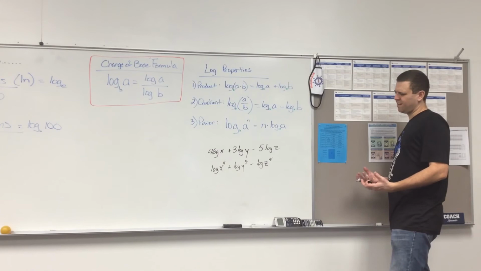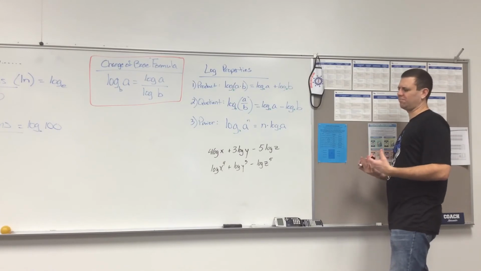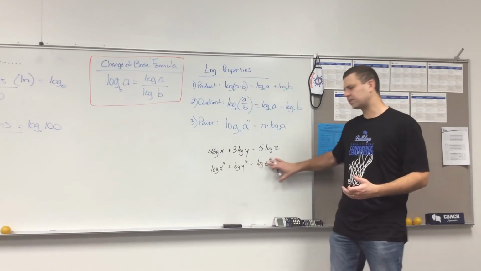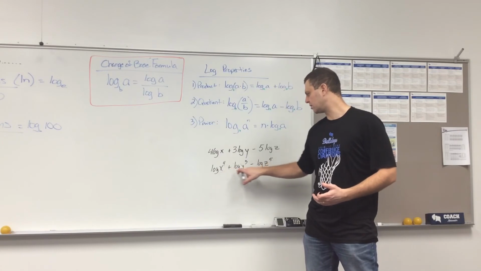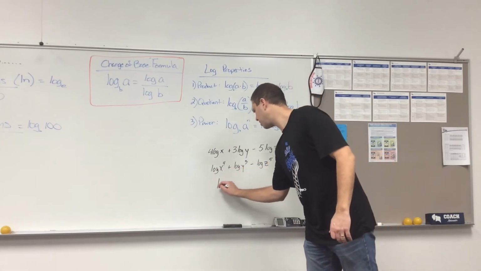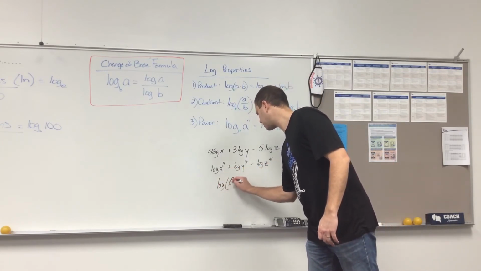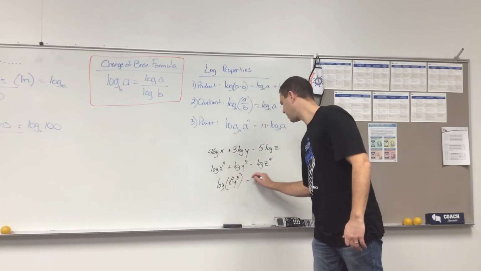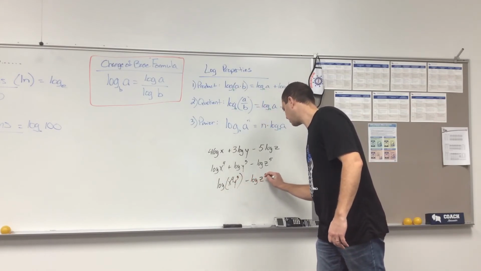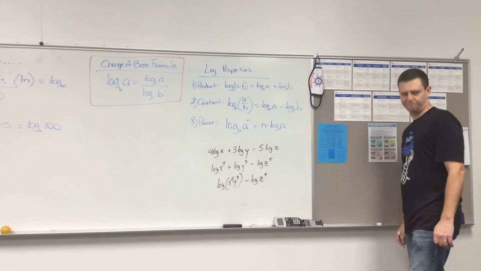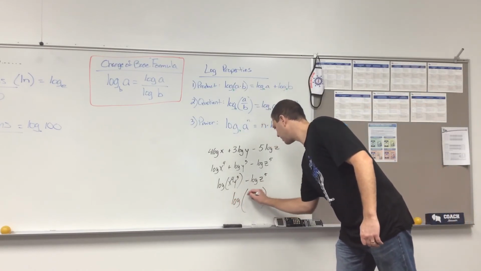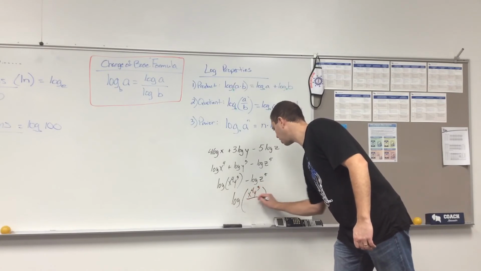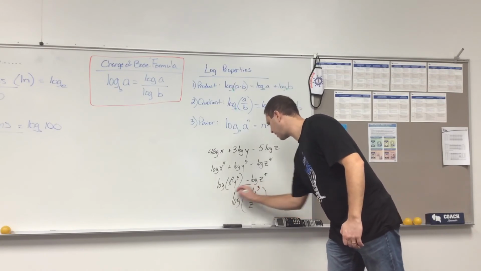Okay, awesome. Now I got some addition and some subtraction. I'm going to work with my addition first, okay? I'm going to ignore this guy at the back end for right now. This is a plus, so what can I do with these things? Multiply them together. So I'd have the log of x to the 4th, y to the 3rd, minus the log of z to the 5th. Then I can divide them. So that'd be the log of x to the 4th, y to the 3rd, over z to the 5th. Done.